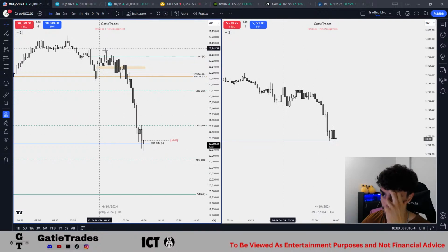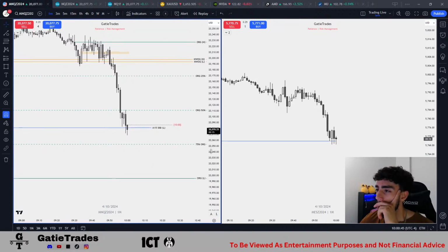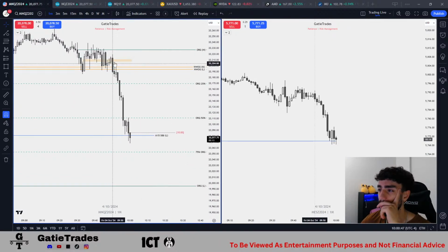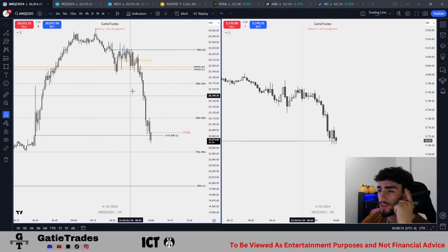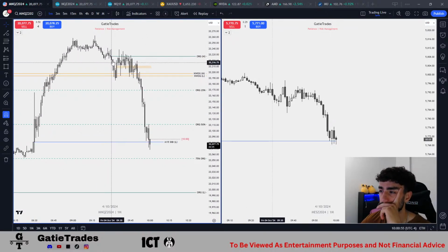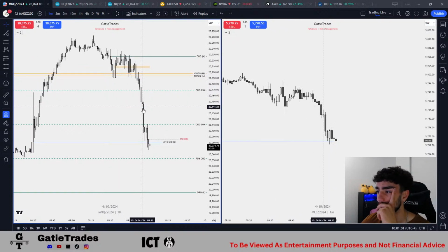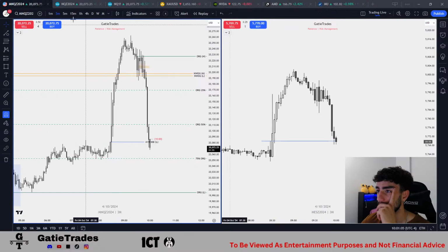I still liked long, but it has been pretty heavy. Let's see. I don't feel like I missed out on anything here. I don't like this. Even in hindsight, I can't take a trade like this. Now when we have relative equal highs, yeah, we had a fair value gap, but there's no retracements there.